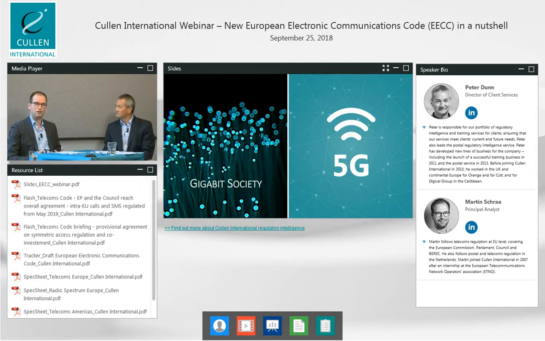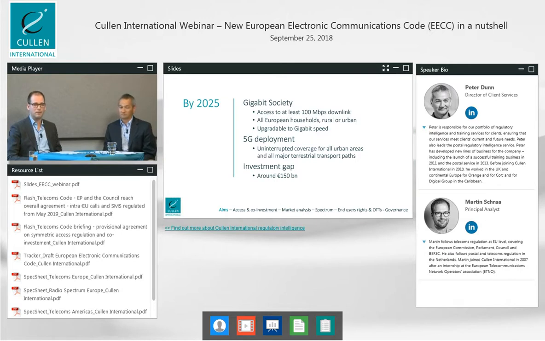And what would be new is that the code serves a specific goal of furthering two targets: the rollout of 5G and the creation of a gigabit society, both by 2025, and also to create the investment incentives to fund that. The gigabit society would mean that by 2025 the Commission would like all European households, whether urban or in the countryside, to have access to 100 megabits per second download speed, upgradable to gigabit speed. At the same time, by the end of 2025, there should be uninterrupted 5G coverage, also covering the main terrestrial transport paths.